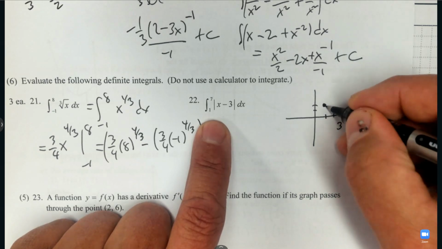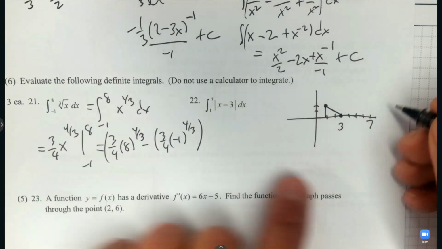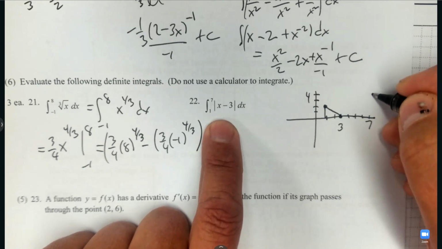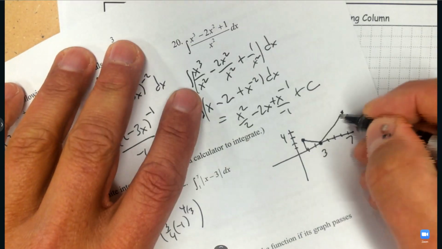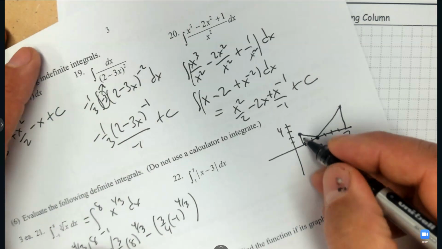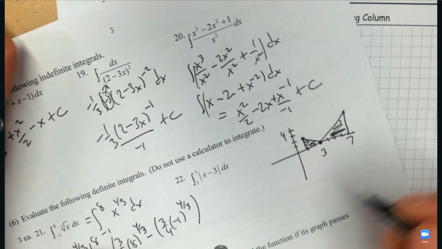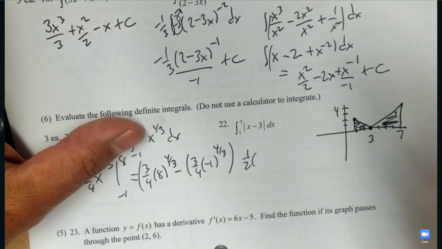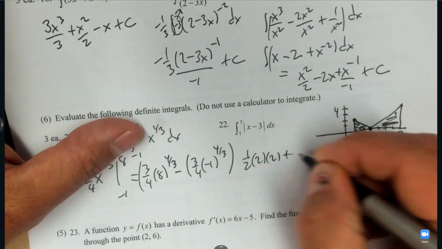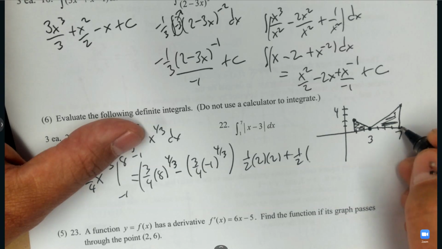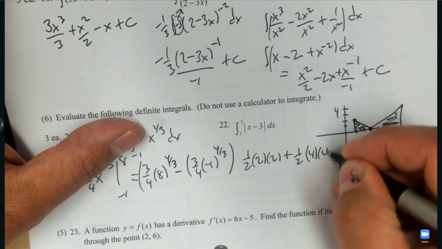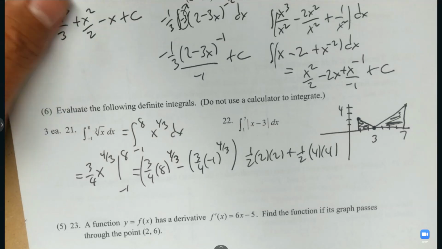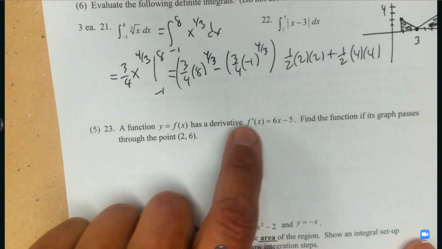We have 3 here. So that's one triangle. And then if I plug in 7, the answer is 4. So I have 7 and I have 4. There's the other triangle. And so I want to find the area of each one of these and add them up. So the first triangle, it's 1/2. The base is 2 and the height is 2, plus the second triangle. The base is 4 and the height is 4. And you don't need to simplify it.